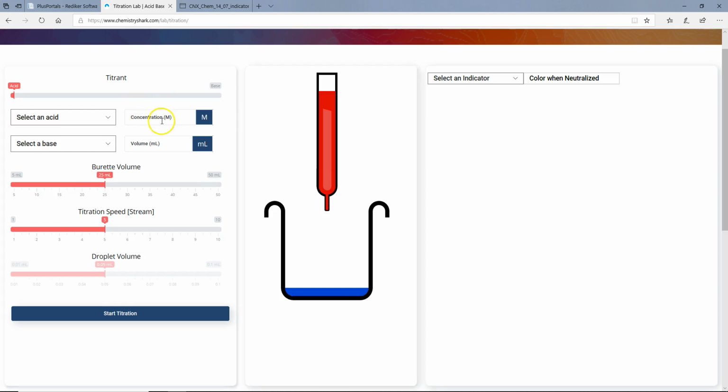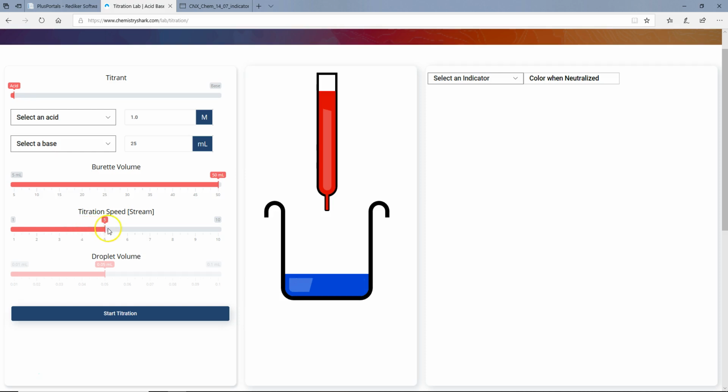For all of these, just to make some consistency and make it easier for everybody, let's just make everything a 1 molar solution, and let's do 25 milliliters there for our initial volume of our titrant. That's just going to keep us all kind of on the same page and make sure that we have enough of our solutions that we need. Go ahead and kick your burette volume up to 50. That way you can make sure you have enough of your acid or base in the burette so that you don't run out.